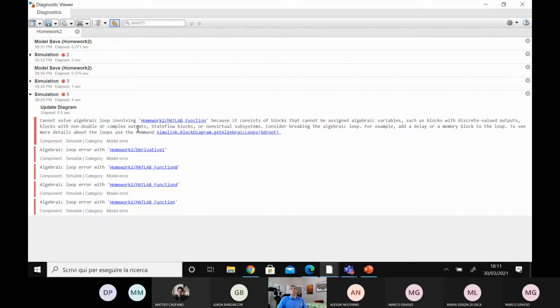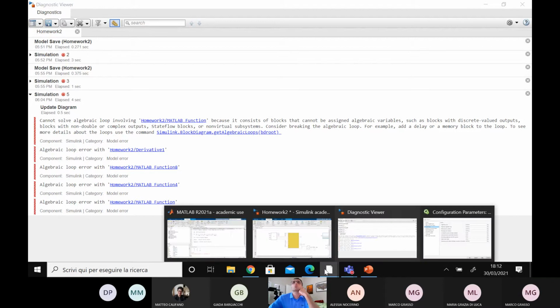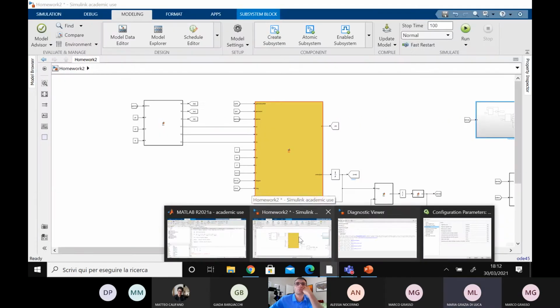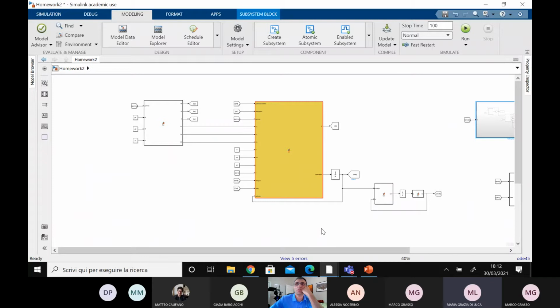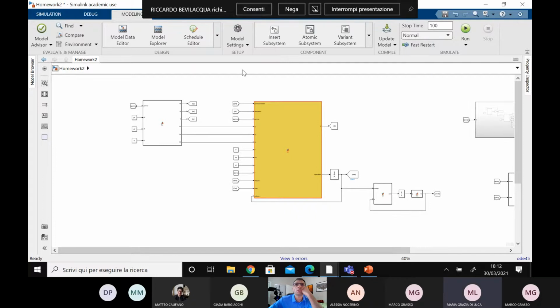Yeah, one typical way is to put a memory block in front of the thing and it will solve it, but it's not really, I don't think we should do that. Okay. You mean before you go into the time derivative? But again, you shouldn't. Can I just play with your model real quick? Yes.